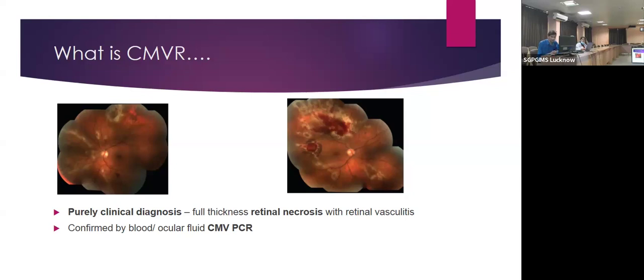This appearance is what is called the tomato ketchup appearance. You can see it is as if tomato ketchup has been splashed on something. This is a purely clinical diagnosis, but the only way to confirm it is by CMV PCR, either on blood or ocular fluid. If we can get the genome of the CMV virus in any fluid of the body, it is confirmatory that CMV is replicating and a secondary disease has happened.